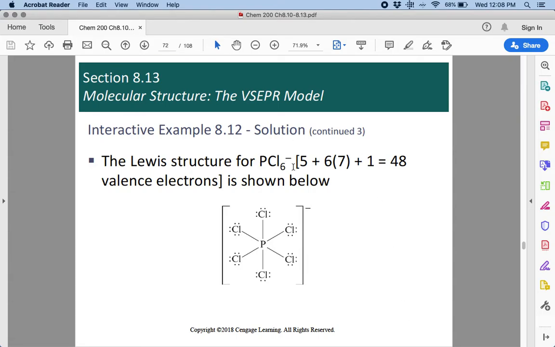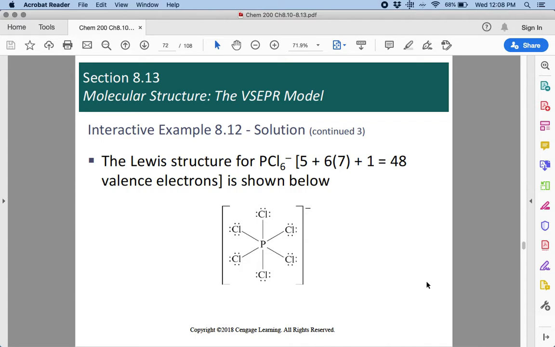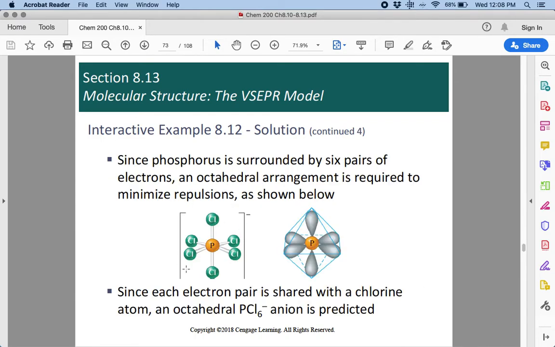Lastly, the PCl6 anion. Again, we have to draw a proper Lewis structure. Now when we go to identify how many electronic groups are around our central atom here, 1, 2, 3, 4, 5, 6, we have 6 electronic groups around this structure. So when we know we have 6 electronic groups, we're going to have an octahedral electronic geometry. And again, the number of electronic groups is the same as the number of bonding groups. So we have an octahedral electronic geometry and an octahedral molecular geometry.